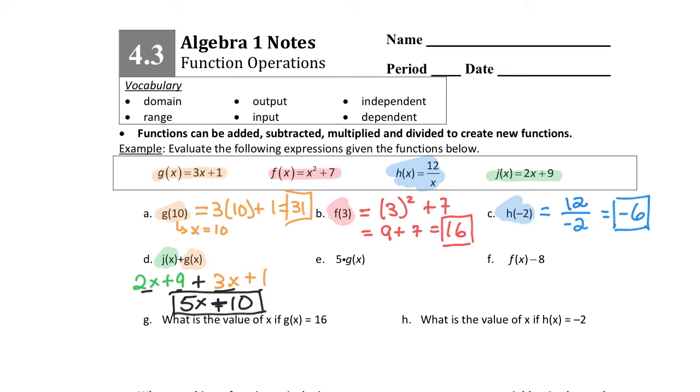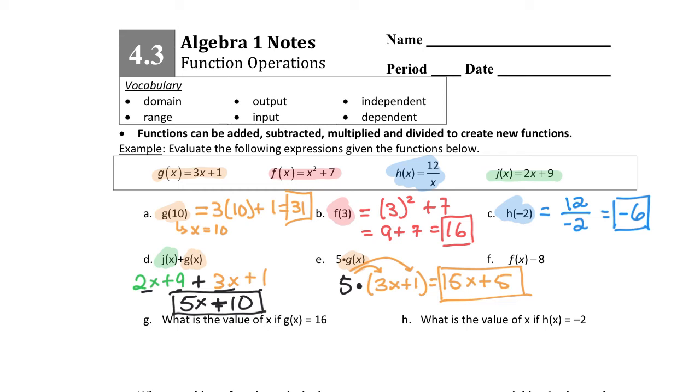For example E, it says 5 times g of x. So this is, once again, just a substitution problem. We're going to take that g of x and replace it with 3x plus 1. I do want to make sure to use parentheses here because I am going to need to distribute that 5. So 5 times 3x is 15x, and 5 times 1 is 5, so 15x plus 5 is my final answer.